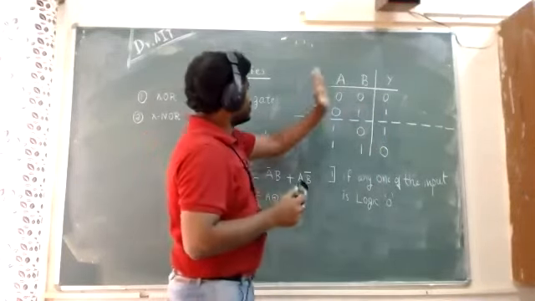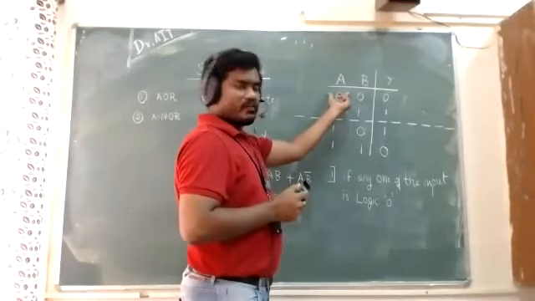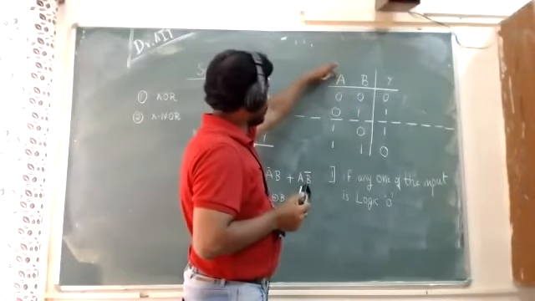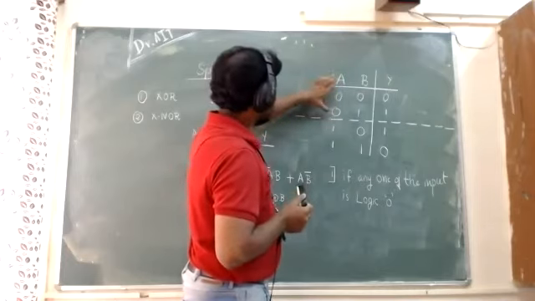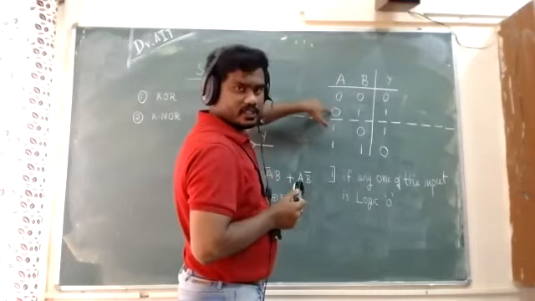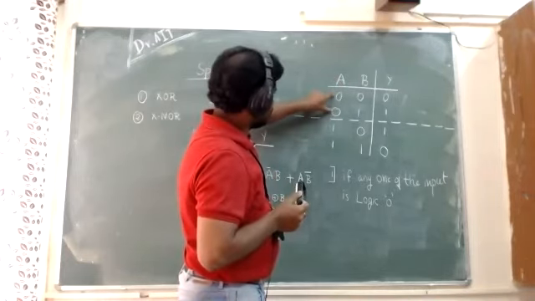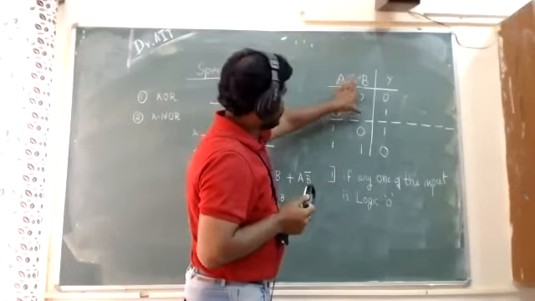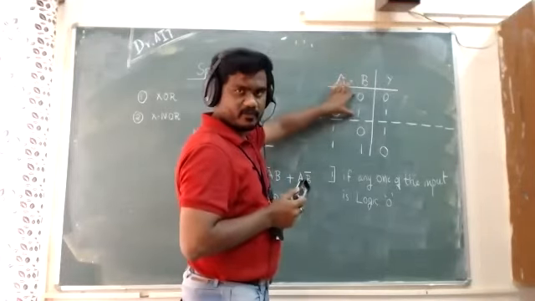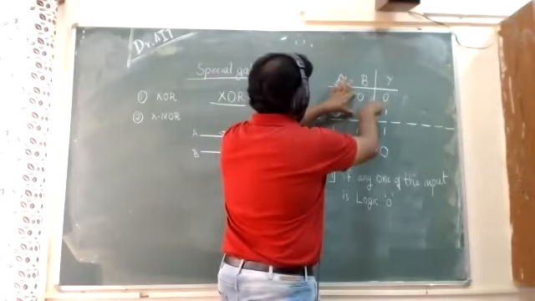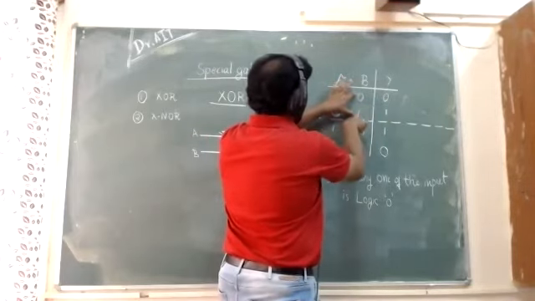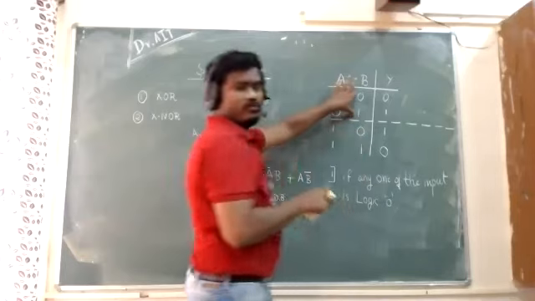Meaning, when I am tying any one of the inputs to logic 0, in this truth table I have considered A as 0 for the first block. So when A is equal to 0, just compare B and Y. Both are the same. B is equal to 0, Y is equal to 0. B is equal to 1, Y is equal to 1.